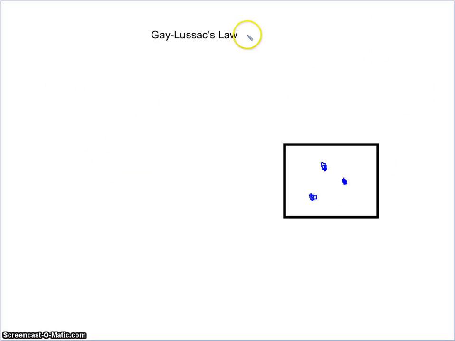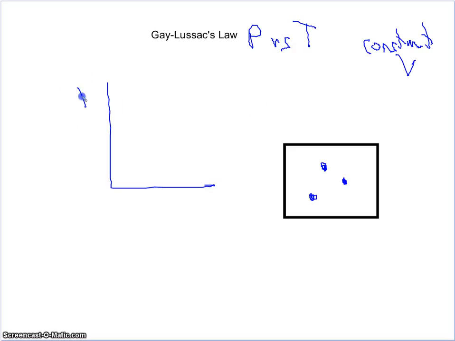Last one is Gay-Lussac's law, which is pressure and temperature, with a constant volume. So now I can't change the size of my box. The shape of this on a graph, again for Kelvin temperature, is a directly proportional relationship. When one goes up, the other goes up. If you think about increasing the temperature, my particle is moving, I suddenly increase the temperature, it's going to hit the surface a lot more, so the pressure goes with temperature.